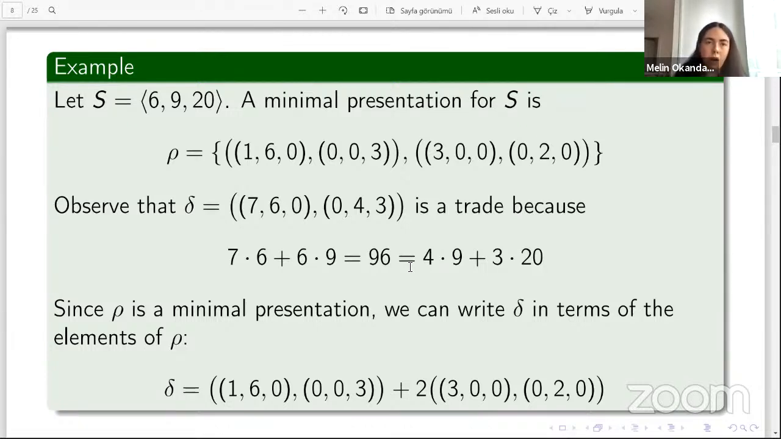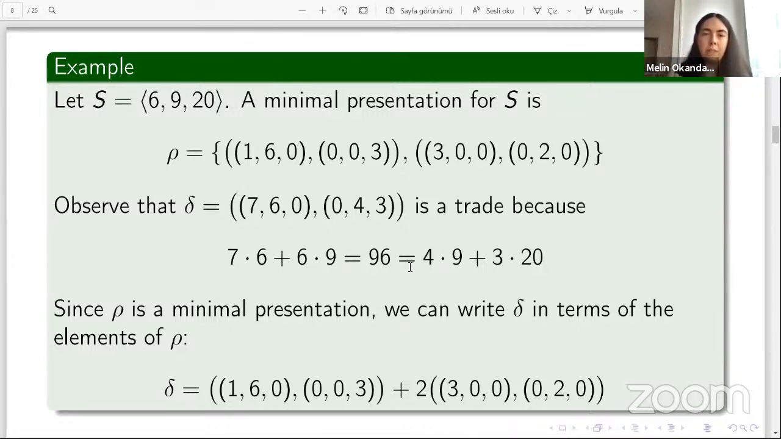Well, let's again take our favorite numerical semigroup, which is generated by 6, 9, and 20. Well, here a minimal presentation is given. Believe me, this is true because it is hard to calculate here in your mind, but we know that this is the minimal presentation for us. What is it? Rho has two traits. The first one is 1, 6, 0, 0, 0, 3, and the second trait is 3, 0, 0, 0, 2, 0. Well, now here, what does this mean?